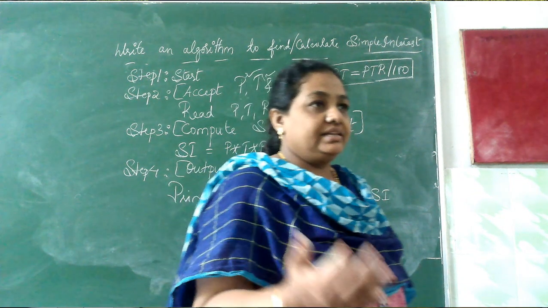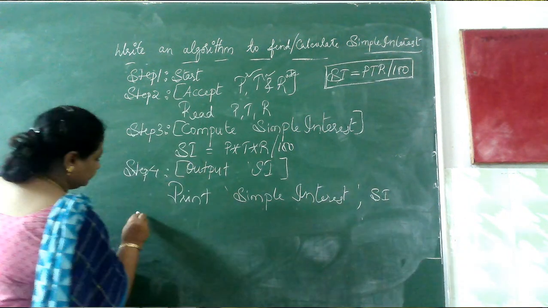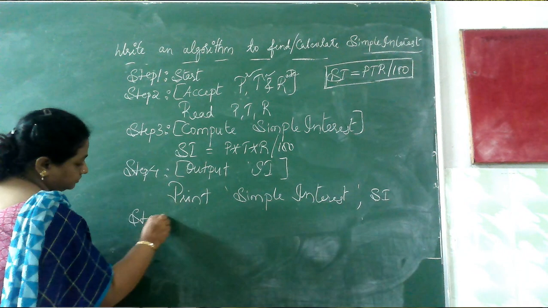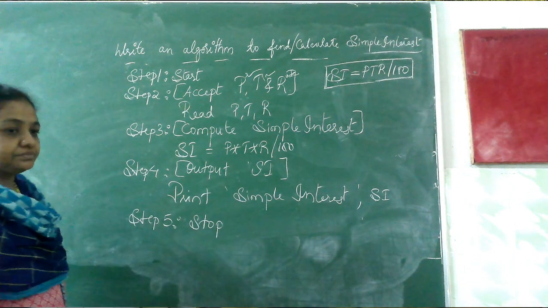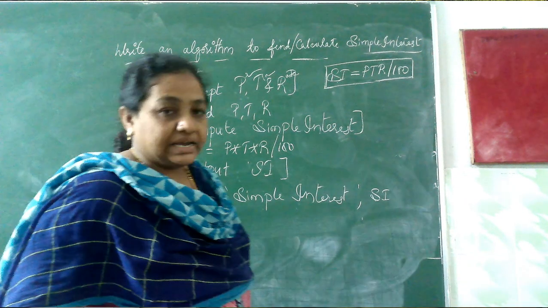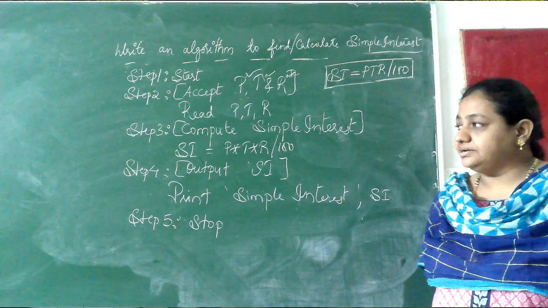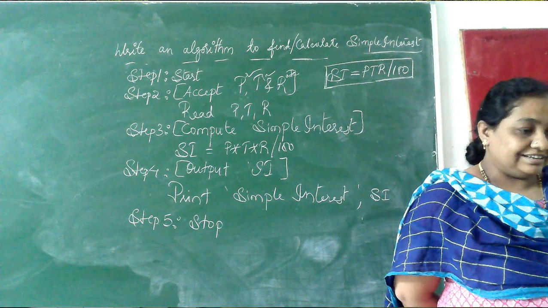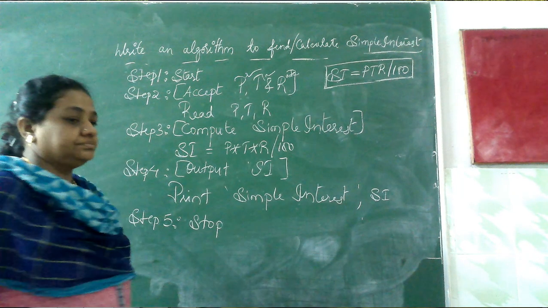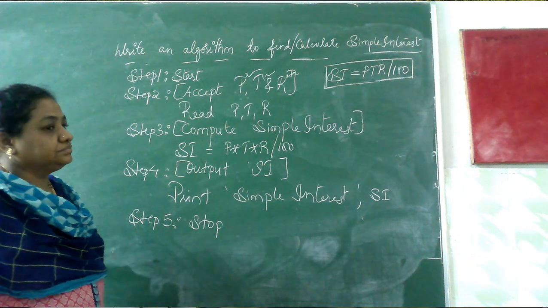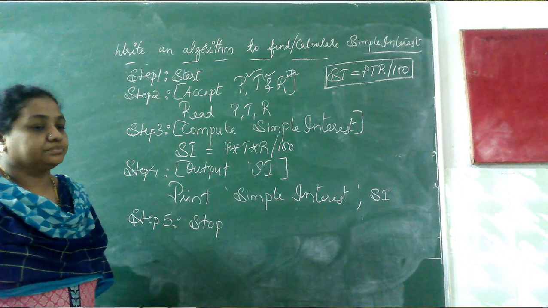So let's accept. To find a simple interest, what is required? We require PTR. So let's accept P, T and R. Or you can write principal, time and rate. Or just in simple words you can write P, T and R. Next. So we should represent accepting as reading. Here read P, T, R.